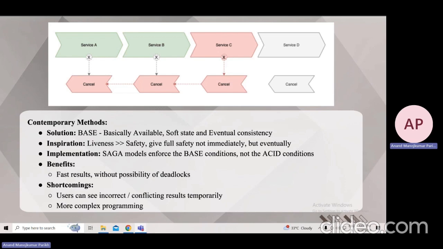The benefit of this model is that results are achieved faster without any possibility of deadlocks. However, there are some drawbacks: the end users may temporarily see conflicting results. Also, it increases the complexity of programming since the underlying model has weaker safety guarantees.